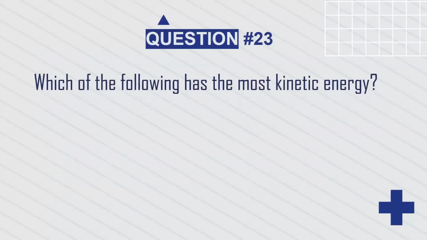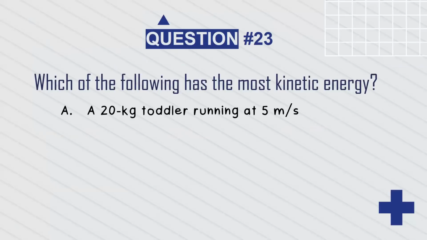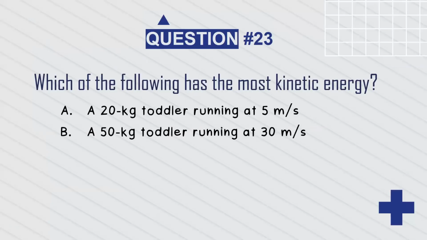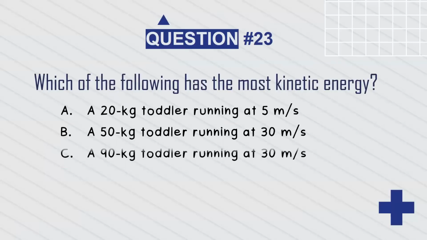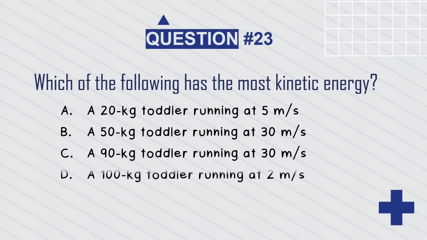Which of the following has the most kinetic energy? A. A 20 kilogram toddler running at 5 meters per second. B. A 50 kilogram toddler running at 30 meters per second. C. A 90 kilogram toddler running at 30 meters per second. Or D. A 100 kilogram toddler running at 2 meters per second.